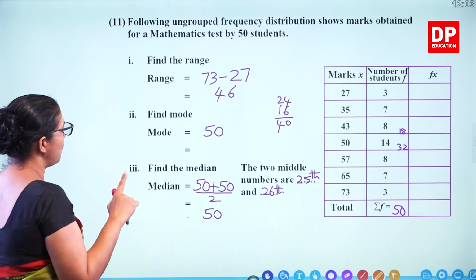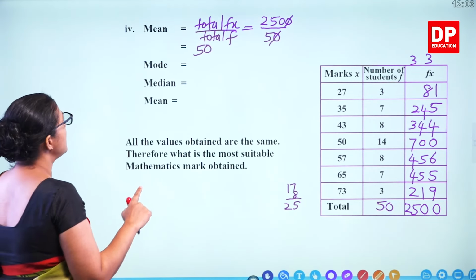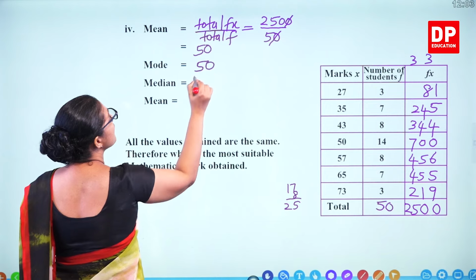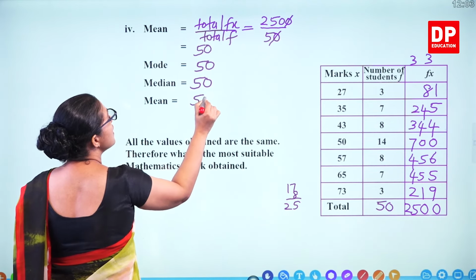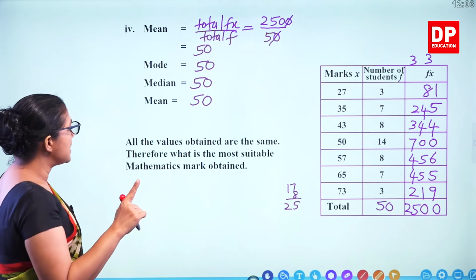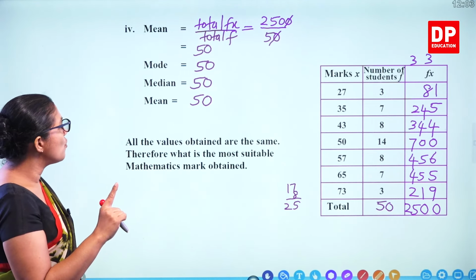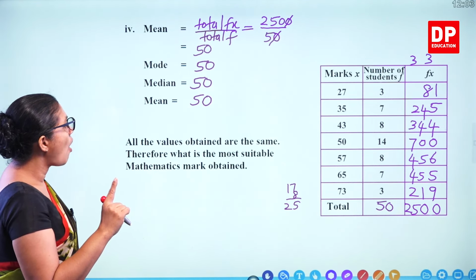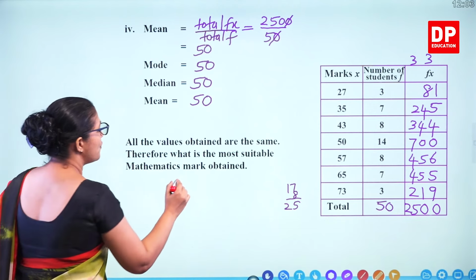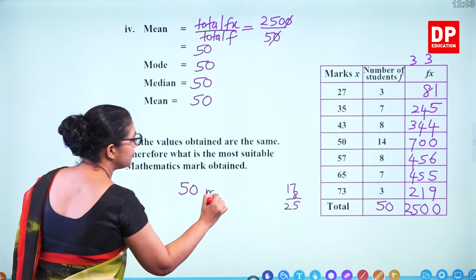Mode 50, median 50 and mean 50. So what's the most representative number? All the values obtained are the same. So therefore, what is the most suitable mathematics mark obtained? 50 marks.